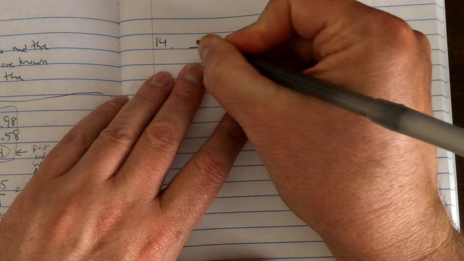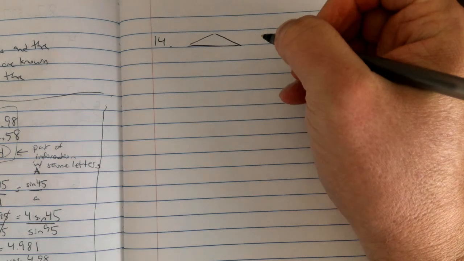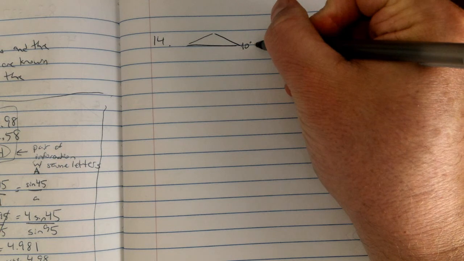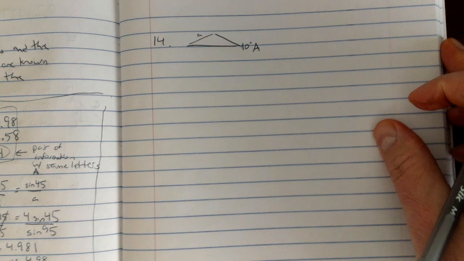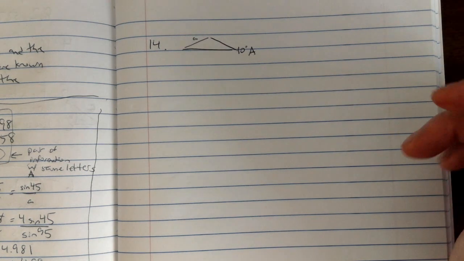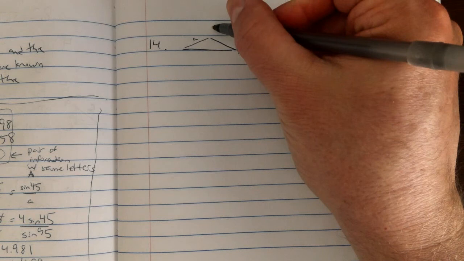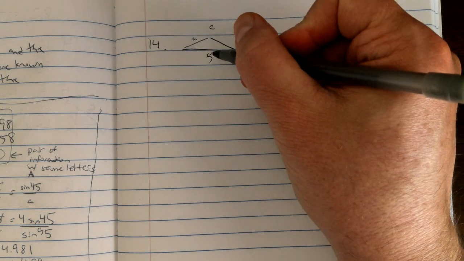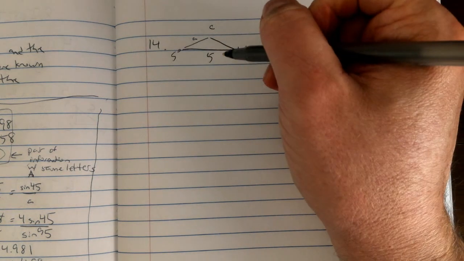Hey everybody, now we're going to go back to our lesson number 14, and on this one the triangle we're given looks like this, and we've got 10 degrees is this angle, and this is little a, so that means that's capital A, and this is capital C, and this is 5, and this one is 5 degrees, and that's B.